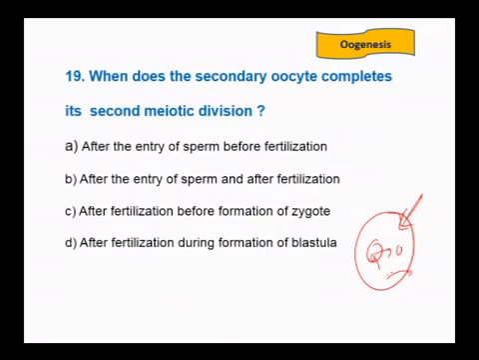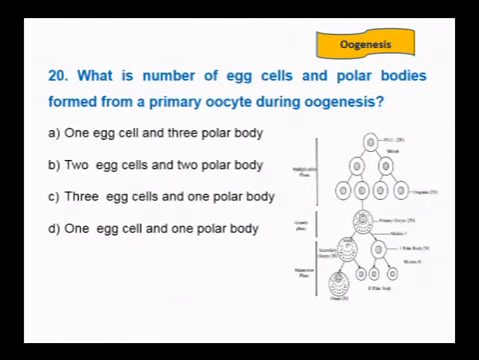So therefore the right option is A, after the entry of sperm and before fertilization. What is the number of egg cells and polar bodies formed from a primary oocyte during oogenesis? You know that during oogenesis, primary oocyte undergo first meiosis and second meiosis. As a result, it produces 1 egg or ootid and 3 polar bodies.